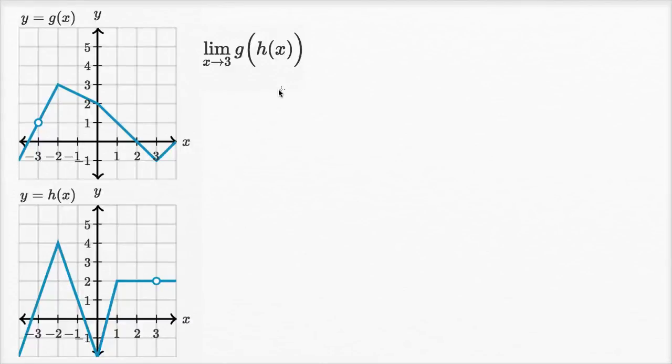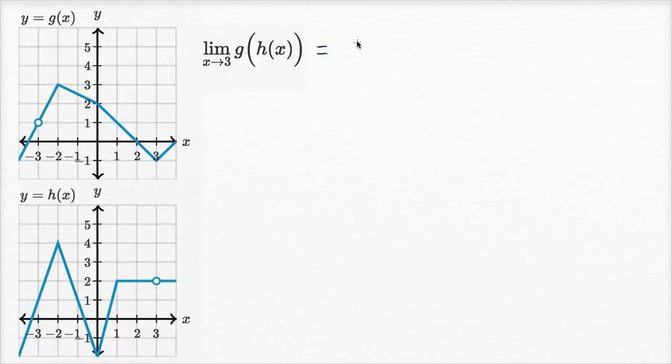Let's now take some limits involving composite functions. So over here we have the limit of g of h of x as x approaches 3. And like always, I encourage you to pause the video and see if you can figure this out on your own. Well, we can leverage our limit properties.